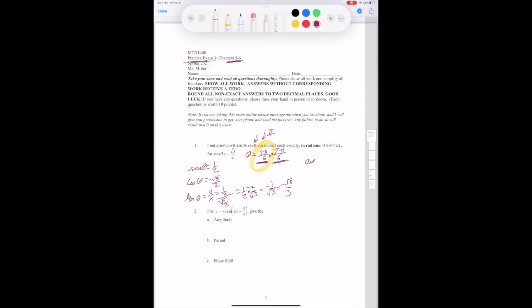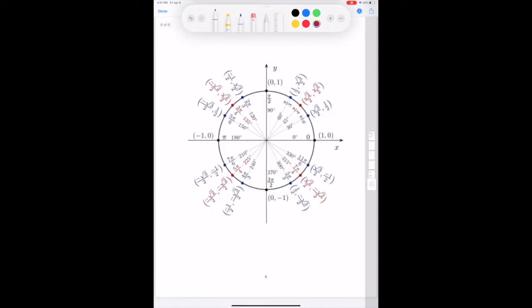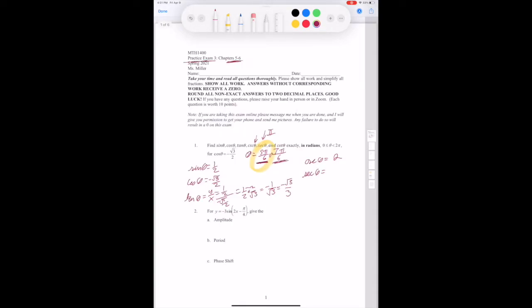Cosecant of theta is 2. Secant of theta is 1 over cosine, which is going to be 1 over negative square root of 3 over 2, which gives me negative 2 over the square root of 3. Final answer, negative 2 square root of 3 over 3. So this is all from chapter 5. And then cotangent of theta is x over y, which will give me a negative square root of 3.